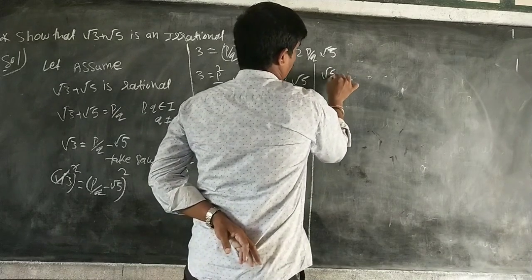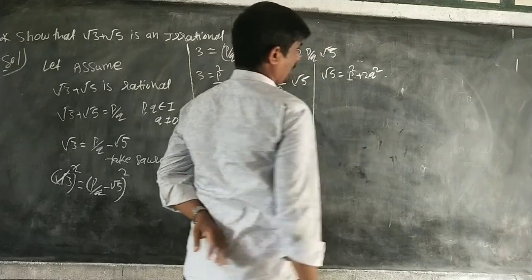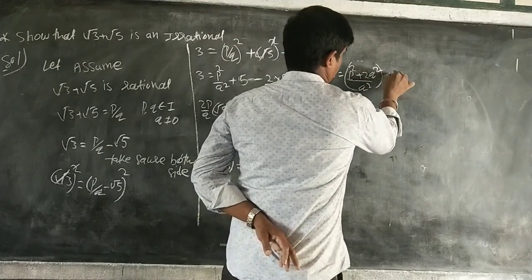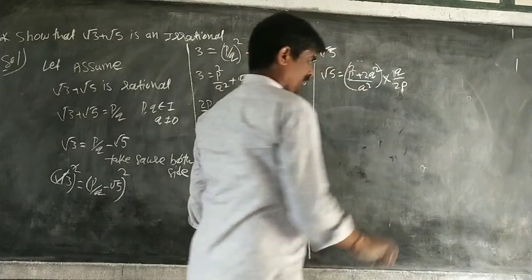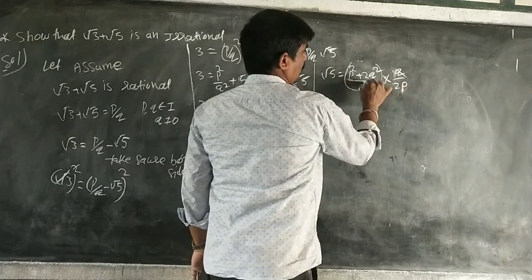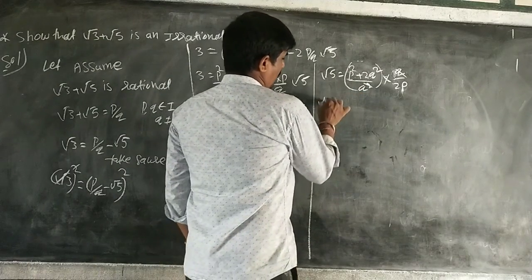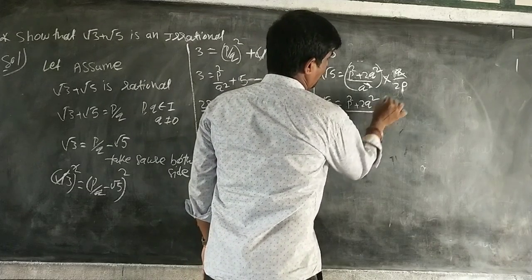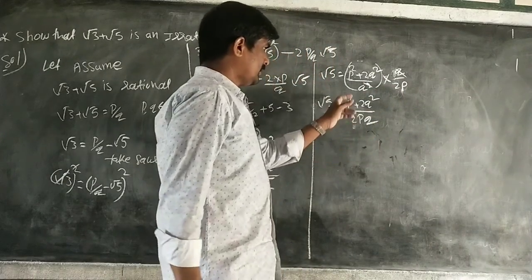Under root of 5 is equal to P square into 2Q square into 2Q square by Q square into Q by 2P. So P by Q, bring that side, Q by P, that is a reciprocal only. 2Q square means 2Q into Q, one Q gets cancelled. Therefore, root 5 is equal to P square plus 2Q square by 2PQ.